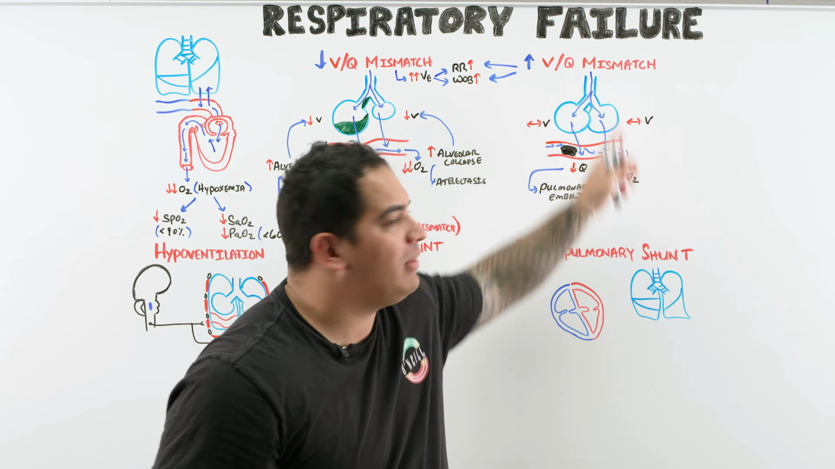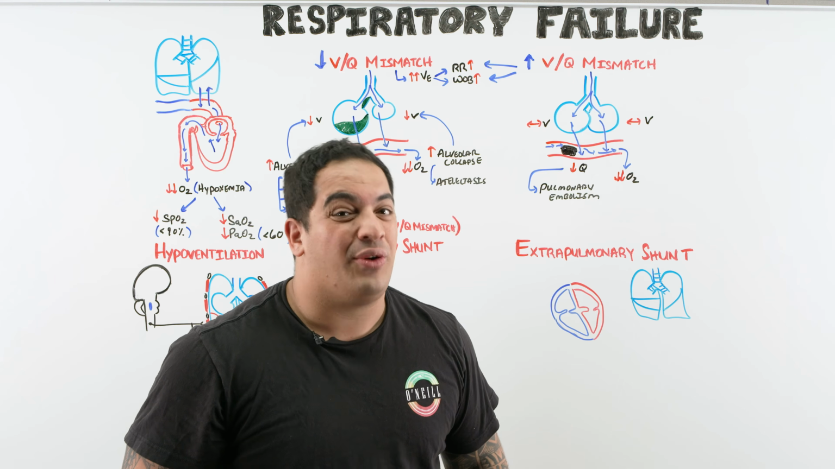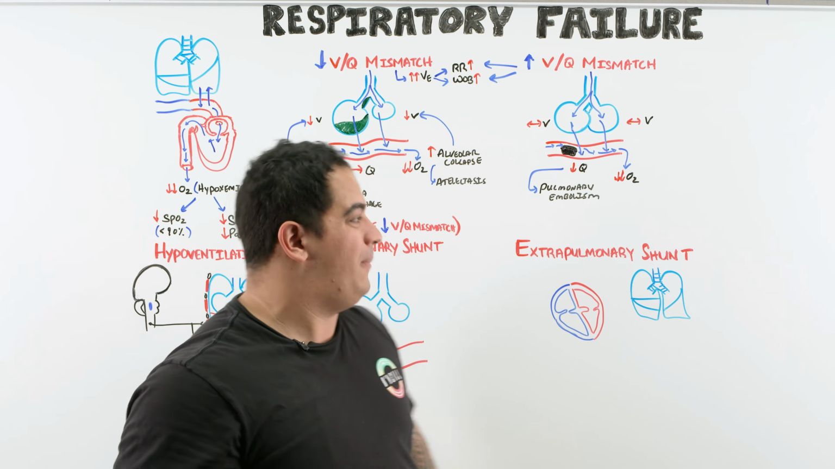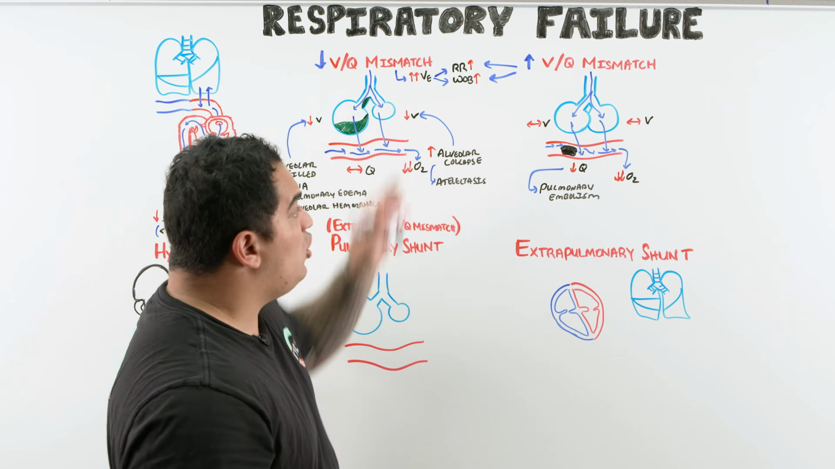Sometimes patients with pulmonary emboli will have some degree of increased dead space, so they could potentially have their CO2 a little bit more normal than usual. All right, that's VQ mismatch.